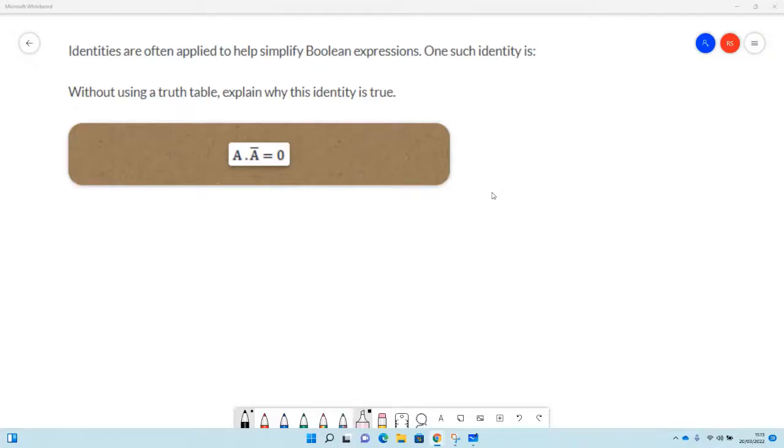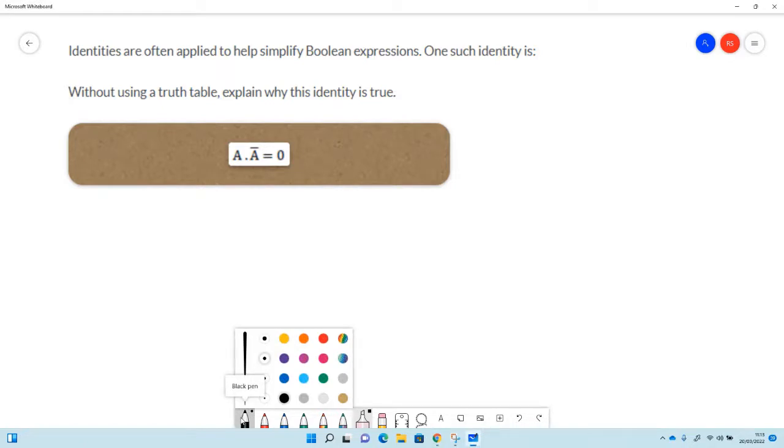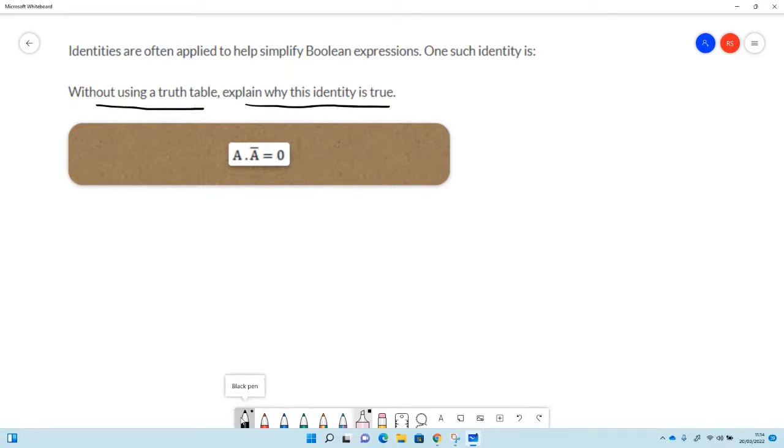This question, when it came up in the exam, caused people more issues than you might expect. It's a Boolean identity, so A and not A equals naught. So what we have to do is describe why this is the case. So it says, without using a truth table, explain why the identity is true.